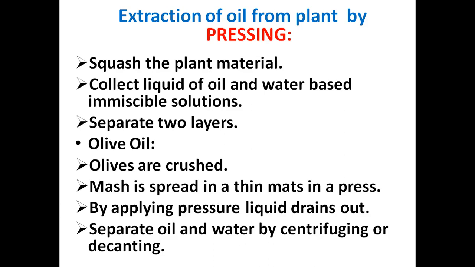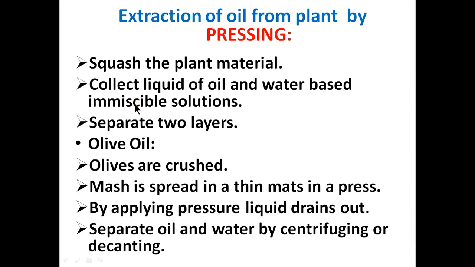In this we are going to see the extraction of particularly olive oil. The extraction of oil from the plant can be done by pressing. First of all we are going to squash the plant material. Then we are going to collect the liquid of oil and water, an immiscible solution. As you are aware, an immiscible solution is one in which the two liquids do not mix with each other, and hence we call them immiscible.